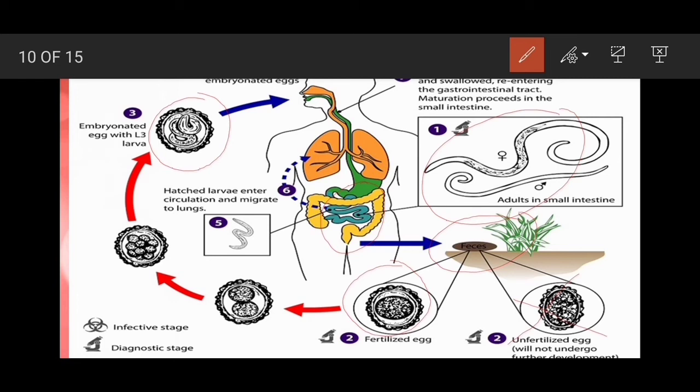These eggs are swallowed by humans. First it reaches the small intestine. As I said, sometimes the larva reaches the lungs through the bloodstream, and there it is coughed up and swallowed. Again it reaches the small intestine. There it undergoes development and maturation and forms the adult worms, that is male and female worms.